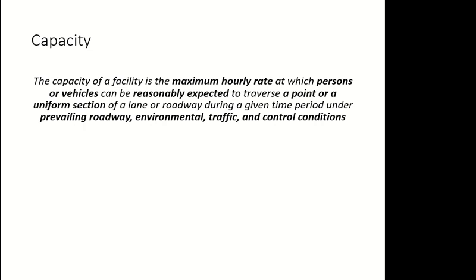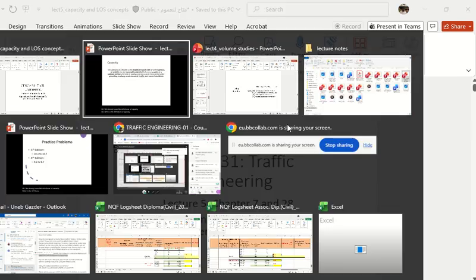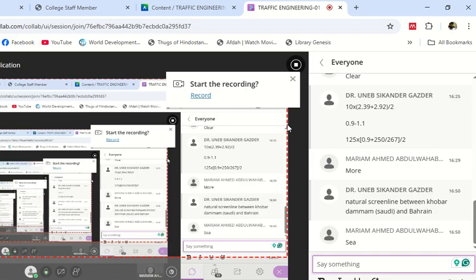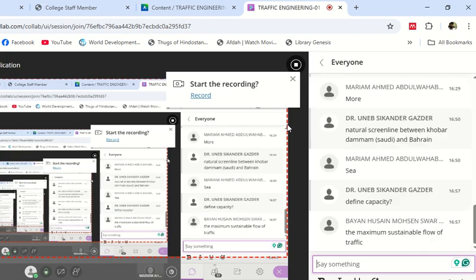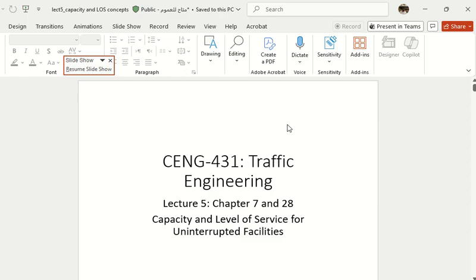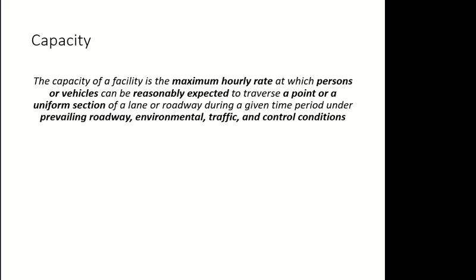Okay, we already know the definitions of capacity. Okay, what is the definition of capacity? Tell me, what do we mean by capacity? Capacity of the road. Okay, so how do you define capacity of a road? We are reading now. Okay, so this is very similar to what the manual is saying.